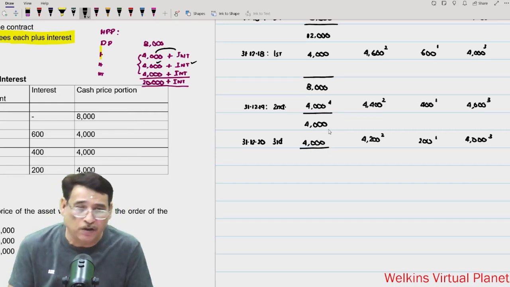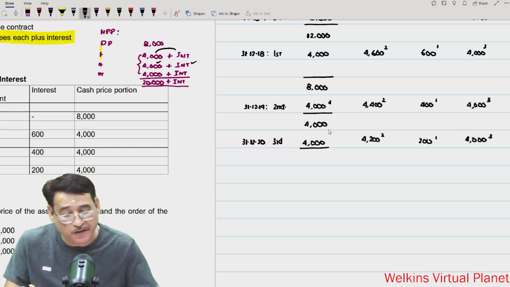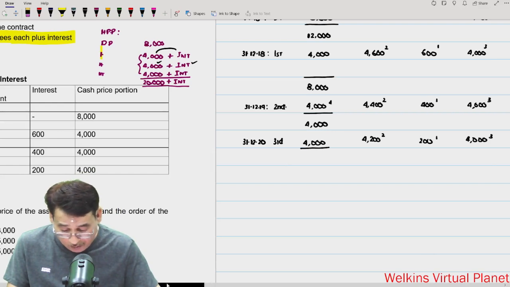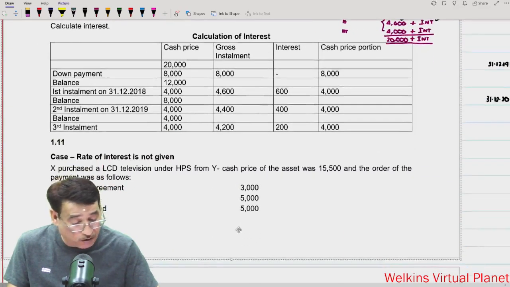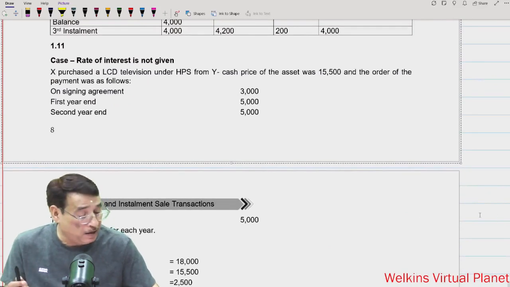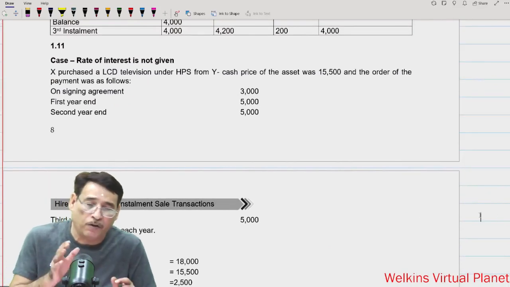I'm simply at this particular moment trying to tell you how interest is computed, correct? Although accounting you can do, but regarding the accounting aspect, we will take it later on in other questions. Now, this was the second case. This was the second method of computation of interest.